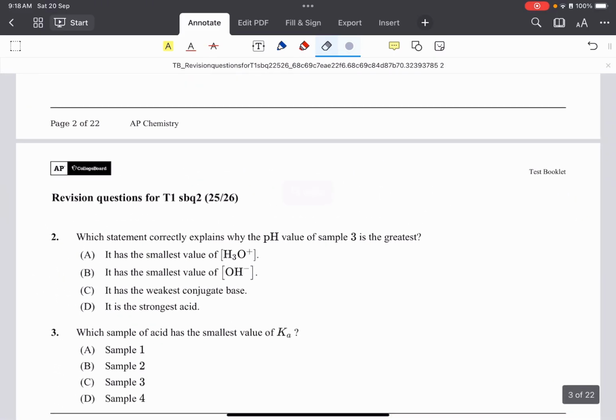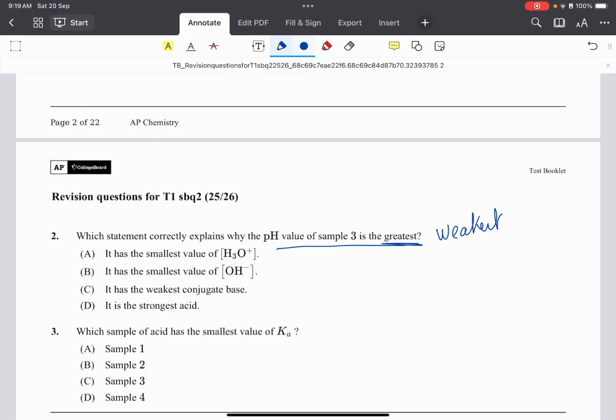Next question. Which statement correctly explains why the pH value of sample 3 is the greatest? The greatest means the weakest. And when I have a weak acid, it means the least ionized, because it's a weak acid, it cannot ionize. It produced the least amount of H plus concentration. So it has the smallest value of H3O plus. That's a valid reason.